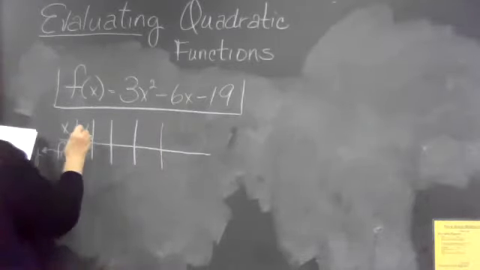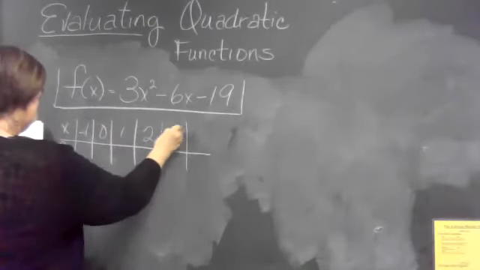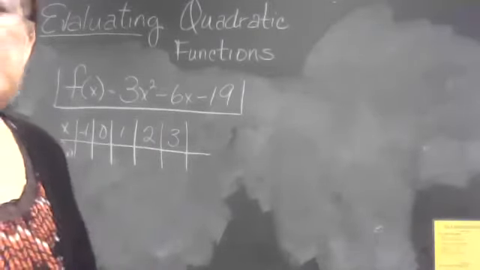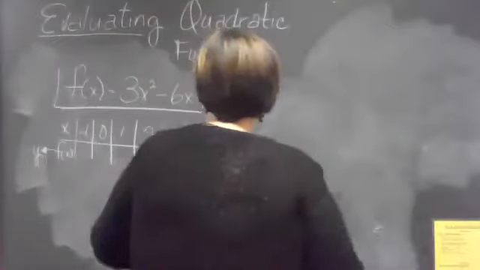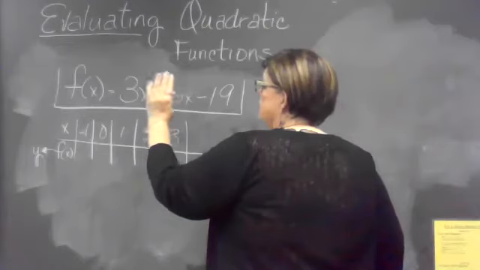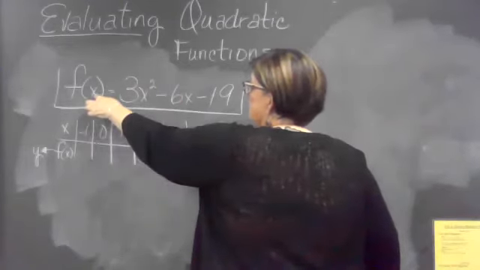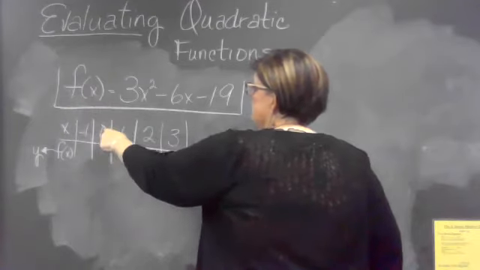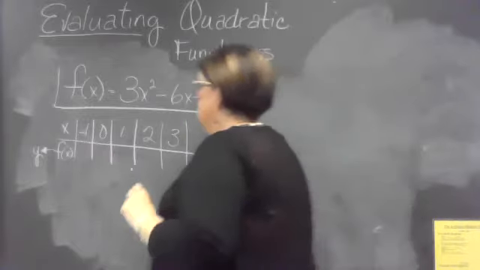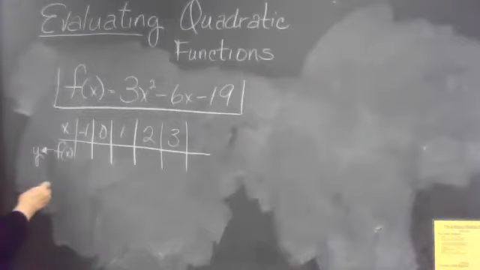So I have -1, 0, 1, 2, and 3. Okay, what you're going to do in this case, you're going to solve this F rule over and over and over again using this value for x, then this value for x, then this one, then this one, and then this one. So you're going to do this problem 5 times.